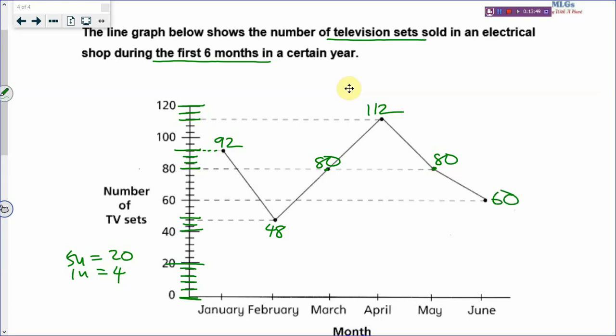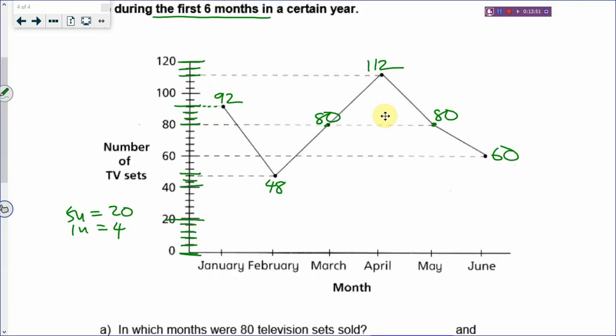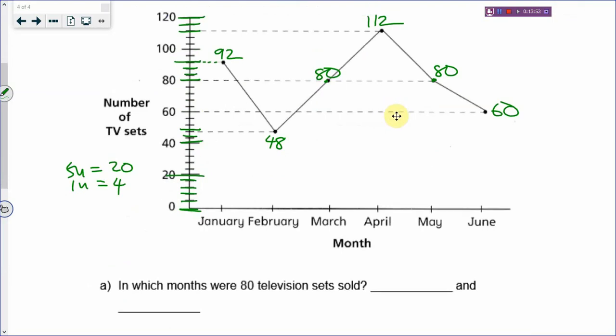Once you have put all the numbers inside, then you can start solving. So in which months were 80 television sets sold? Very clear, right? You can see on the line graph, it's very clear to see. March and May. So these 2 months have an equal number of TV sets sold. March and May. Okay, and then keep going.